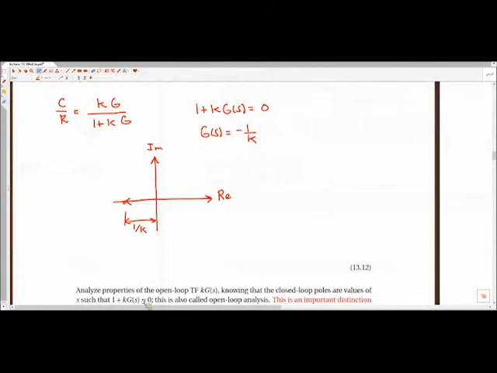Okay, so what does this tell us if we know that g of s has to be a negative real number? What does this tell us about the phase angle of g of s for this to be true?